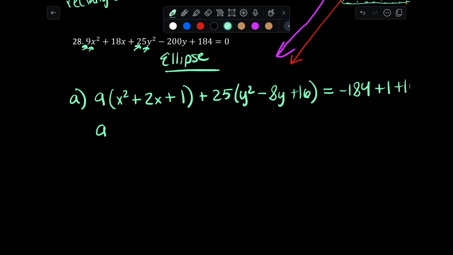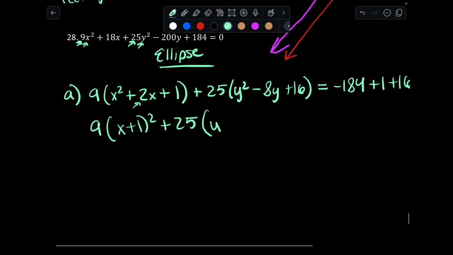All right, so creating these squared binomials, we need a value that adds up to 2 but multiplies to 1. So that's going to be (x + 1) squared. And then we have our 25. And then we need a value that adds up to -8 but multiplies to positive 16. That will be (y - 4) squared.